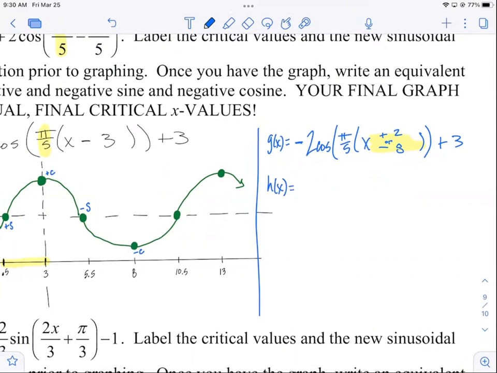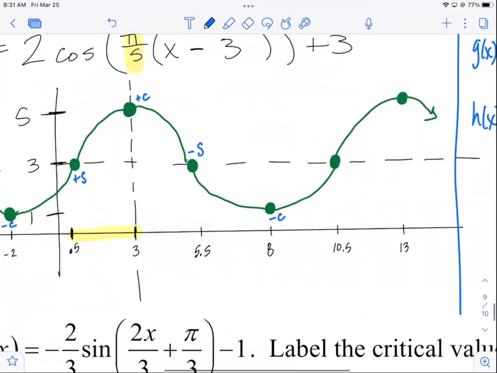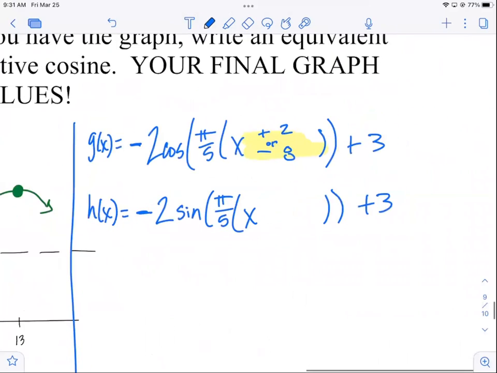All right. Let's do negative sine so we can end on a positive. For negative sine, it's going to be now -2, but now it's sine, and everything else is the same except for the phase shift. 2π/5, x plus or minus something, plus 3. For negative sine, we're looking for a place that is on the axis going down, and we only have one of those shown. It's at 5.5, so it would be the opposite sign here, minus 5.5.